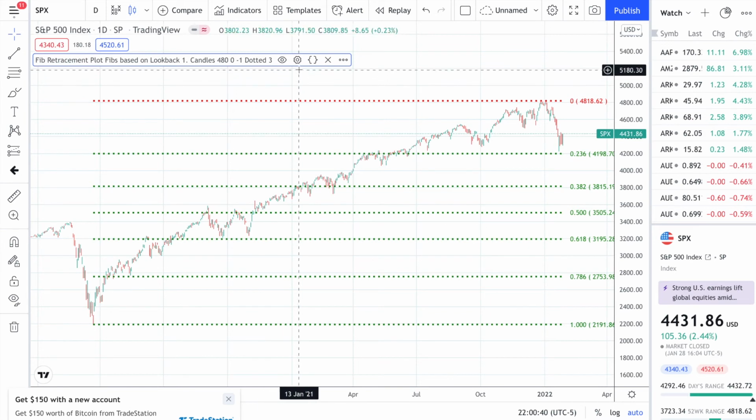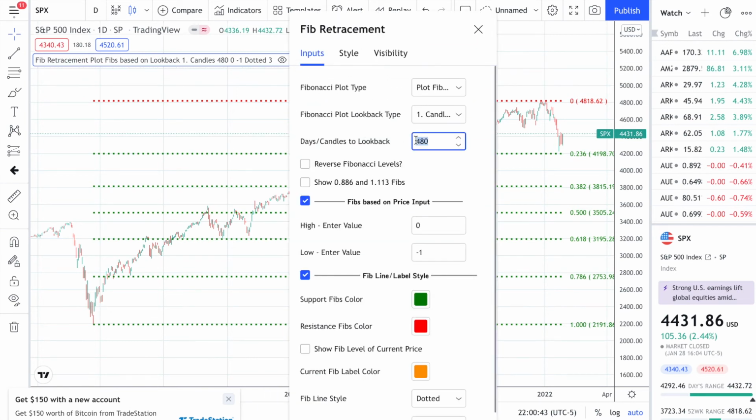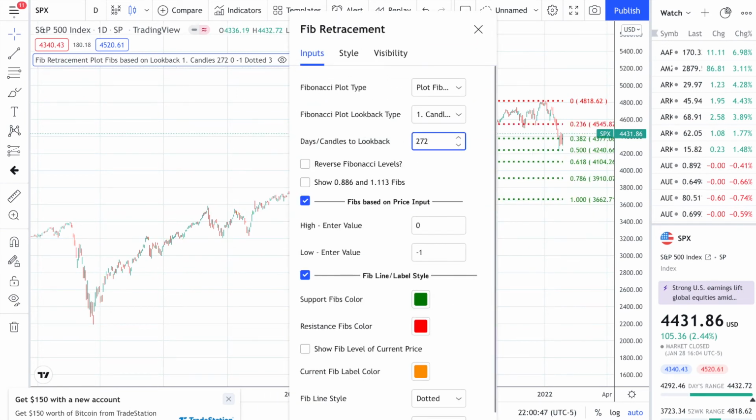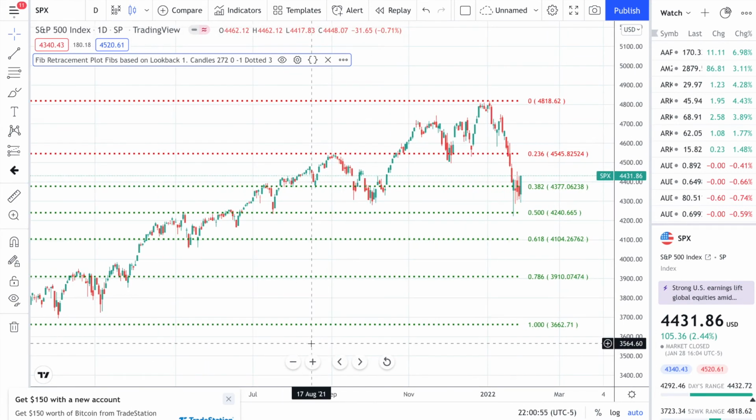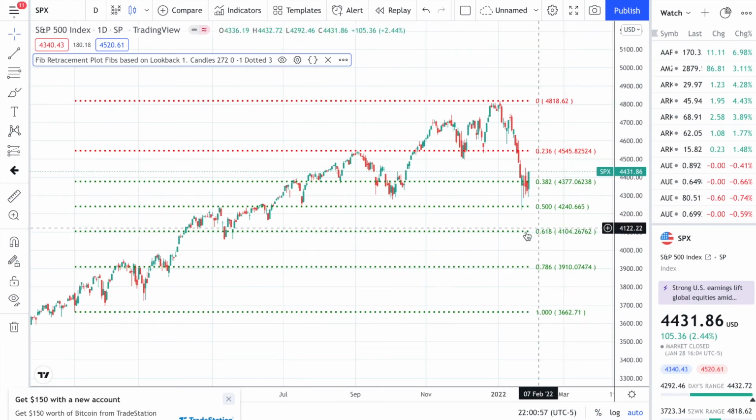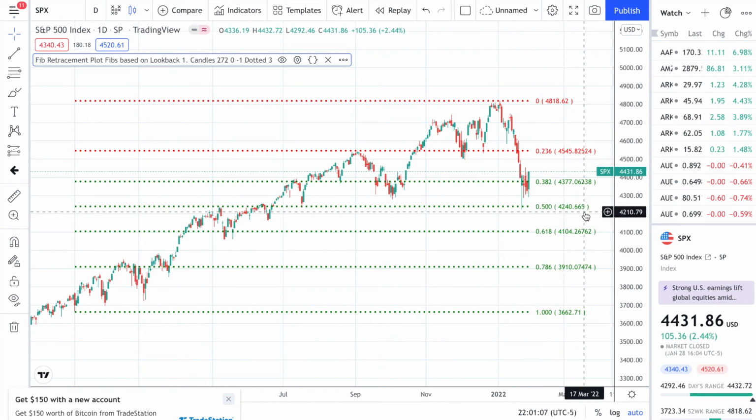Okay, for now, let's go back to the levels defined using look-back period since the end of 2020. To recap, these are the levels we may want to pay special attention to. 4545 on the upside, previous high around 4800. On the downside, 4240 is the next level.